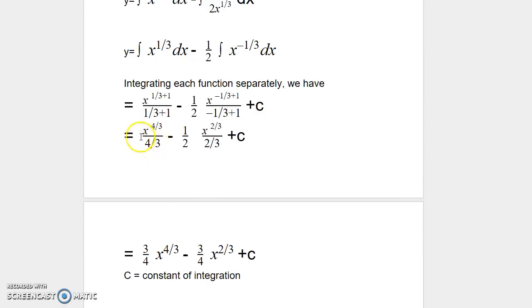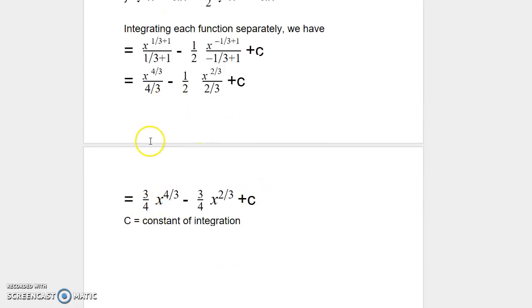When we simplify this some more, we have x to the power of 1 over 3 plus 1 simplifies to 4 over 3, right? And then in the denominator, we have 1 over 3 plus 1, which converts to 4 over 3, minus 1/2 x to the power of negative 1 over 3 plus 1. That simplifies to x to the power of 2 over 3, and in the denominator, we have negative 1 over 3 plus 1, which converts to 2 over 3. And we're going to always add this constant of integration, plus c, as shown here.